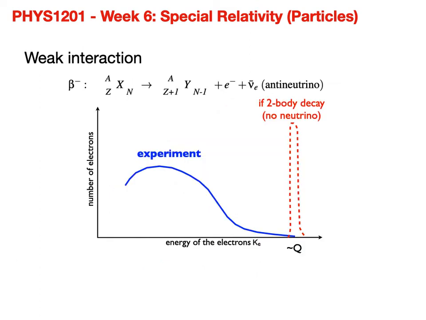The weak interaction was introduced to explain beta decay. That's a radioactive decay in which an electron or a positron is emitted, but the electron didn't have enough energy according to energy conservation, and therefore a new particle interacting weakly with other particles was introduced, and that was a neutrino.